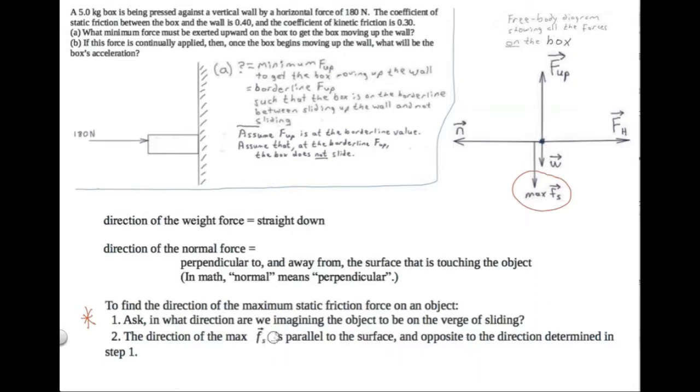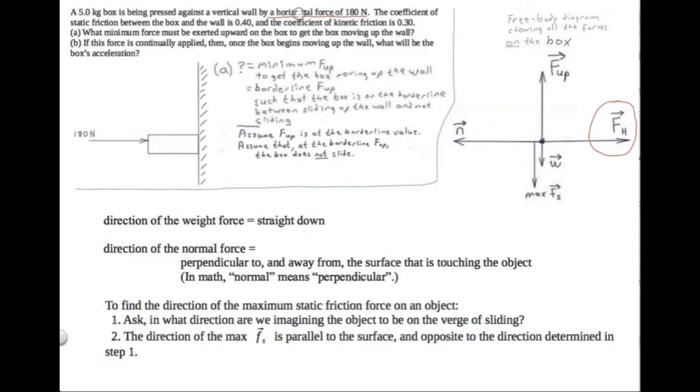The maximum static friction will be parallel to the wall pointing down, because the object is on the verge of sliding up, so to prevent that, the maximum static friction has to point down. Remember that the normal force is always perpendicular to the surface, and the frictional force is always parallel to the surface. In this case, the wall is a vertical surface, so the normal force is horizontal, and the frictional force is vertical.